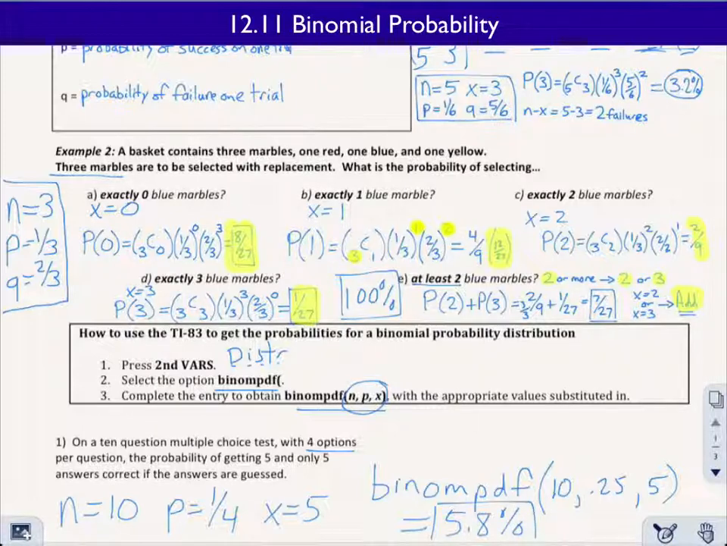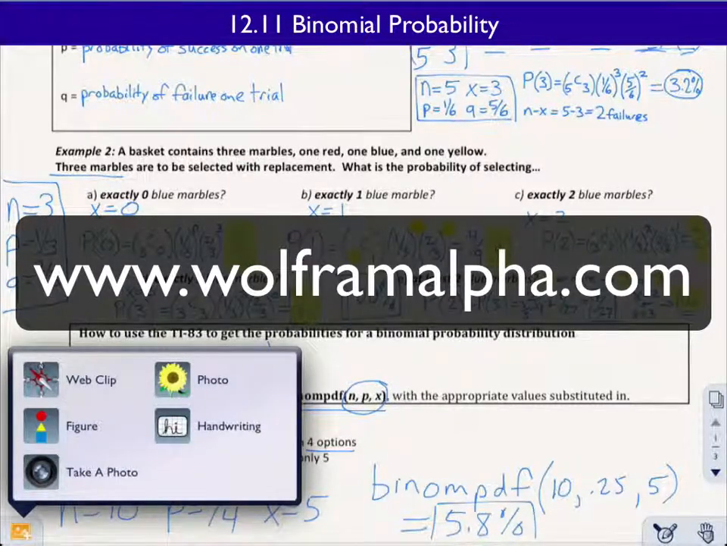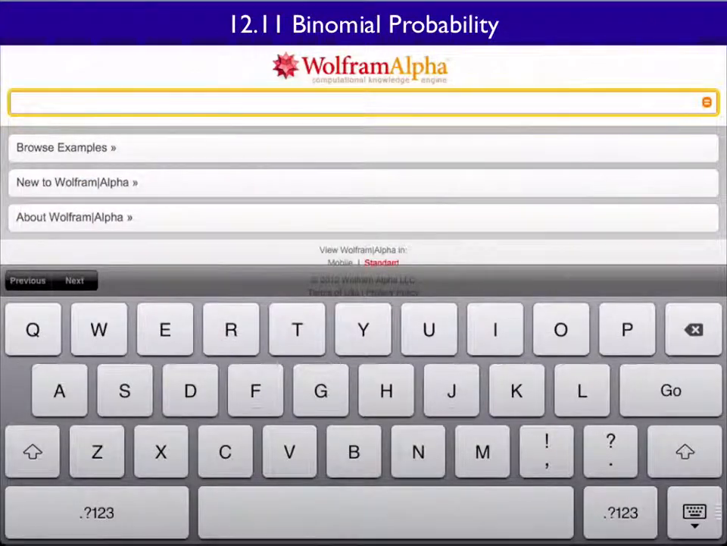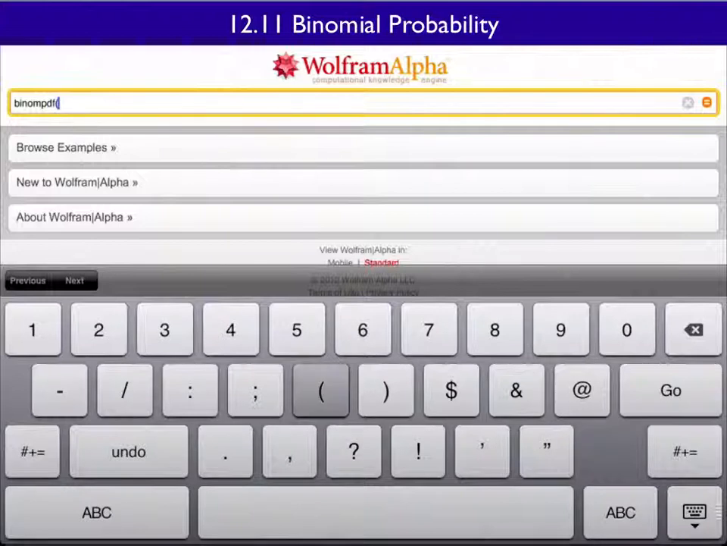And we can also use a tool called Wolfram Alpha. It's just a website, wolframalpha.com, and we can just type in binomPDF, and then in parentheses we list n, p, and x. So n was 10, p was 1/4. Now here you do have to use a decimal, so you have to use 0.25. And then x was 5, so we hit 5, and then go.